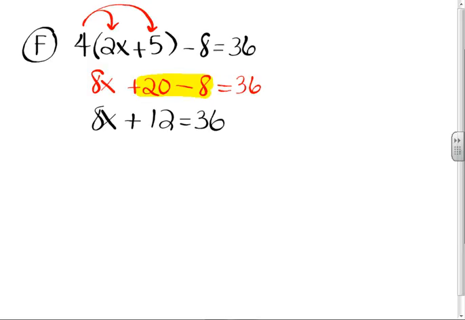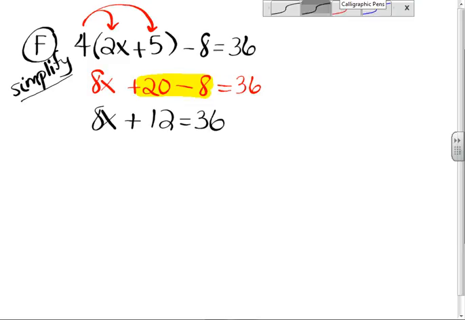Now I can try to solve it. This is not solving. This is simplifying. I'm making it an easier problem. What do I want to minus? You're right, I want to minus something. I want to minus the 12. So, Corey, you need to do this.